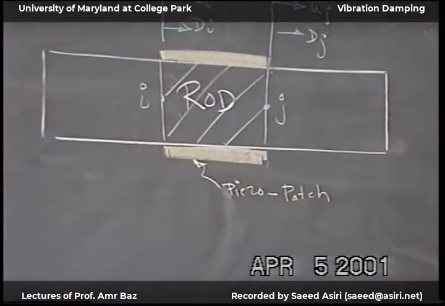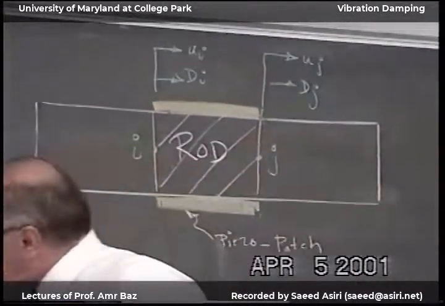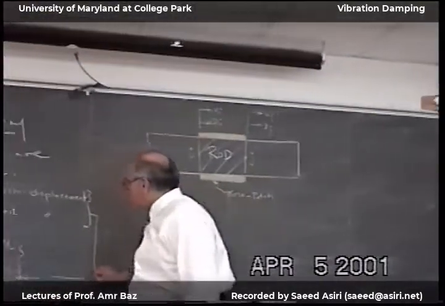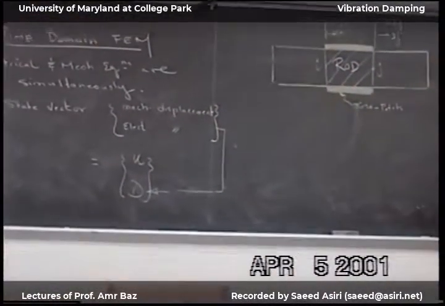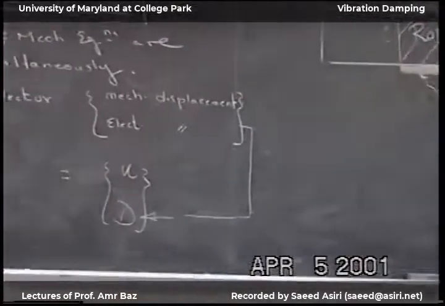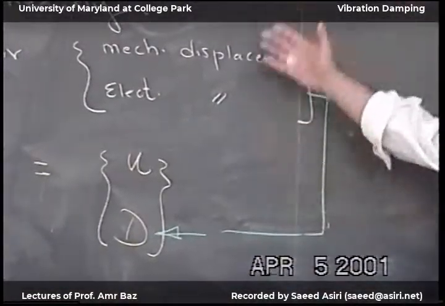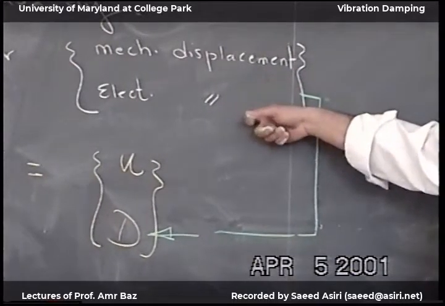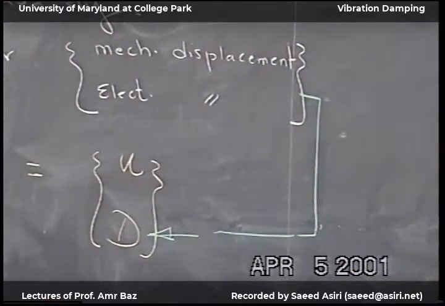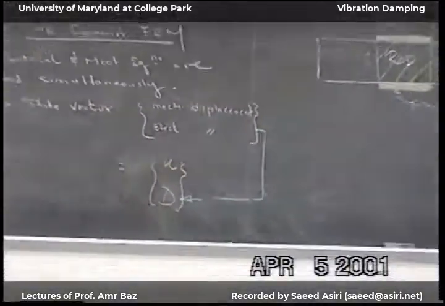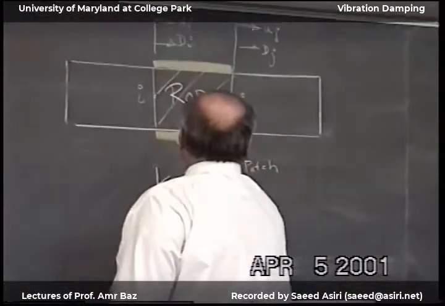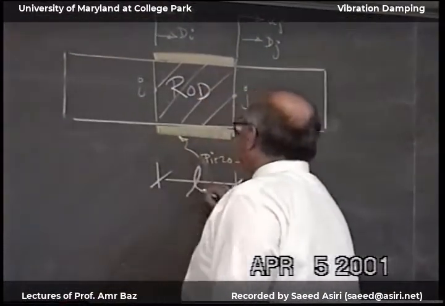And maybe when you look at this type of formulation, you could see why this D was named electric displacement. Because you could see that we write the state vector as a mechanical displacement of the nodes as well as the electric displacements of the nodes. And then for this element, we said that this has dimension length L of the element.